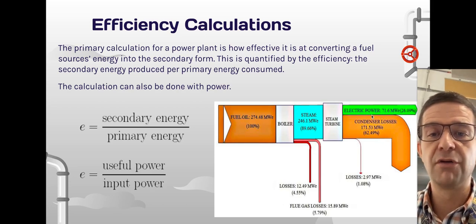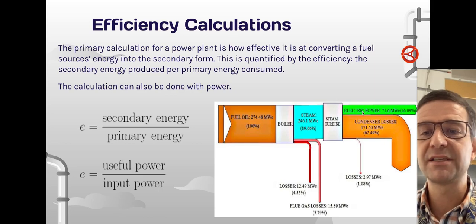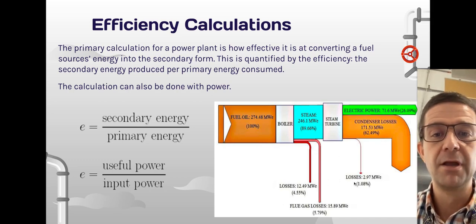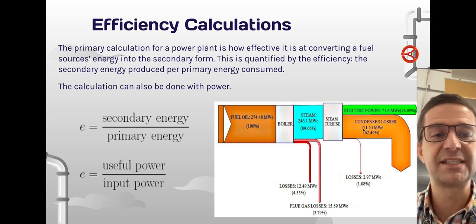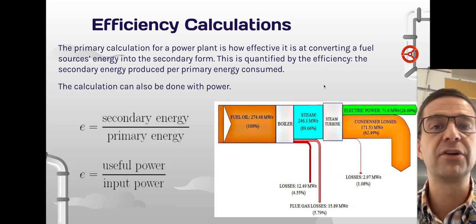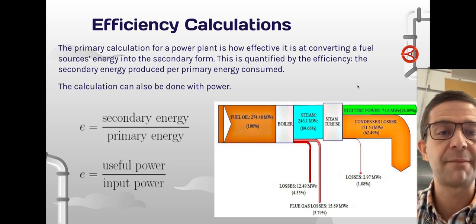Or you can do it over several steps at the same time. So for the whole power plant, you could look at the energy in, 274 megawatts, and out you have 72, which is 26% efficient. So looking through these calculations and understanding and interpreting Sankey diagrams to give efficiency calculations is the other type of problem that you commonly do in this topic.